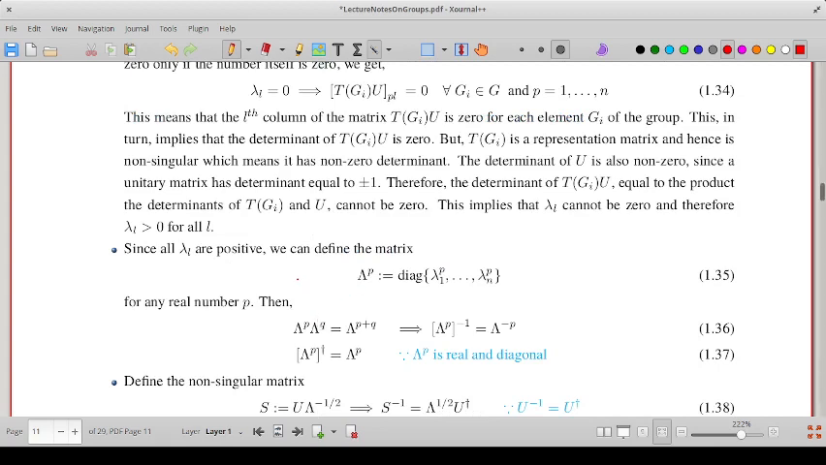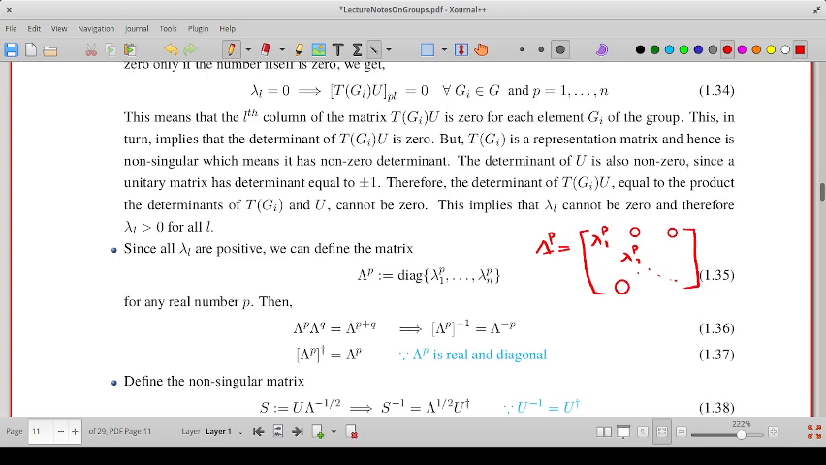So since all lambda l are positive, we can define a matrix lambda p, which is again a diagonal matrix with diagonal entries given by say lambda 1 to the power p, lambda 2 to the power p, and so on, and all off diagonal entries being 0. Now p could be any real number.